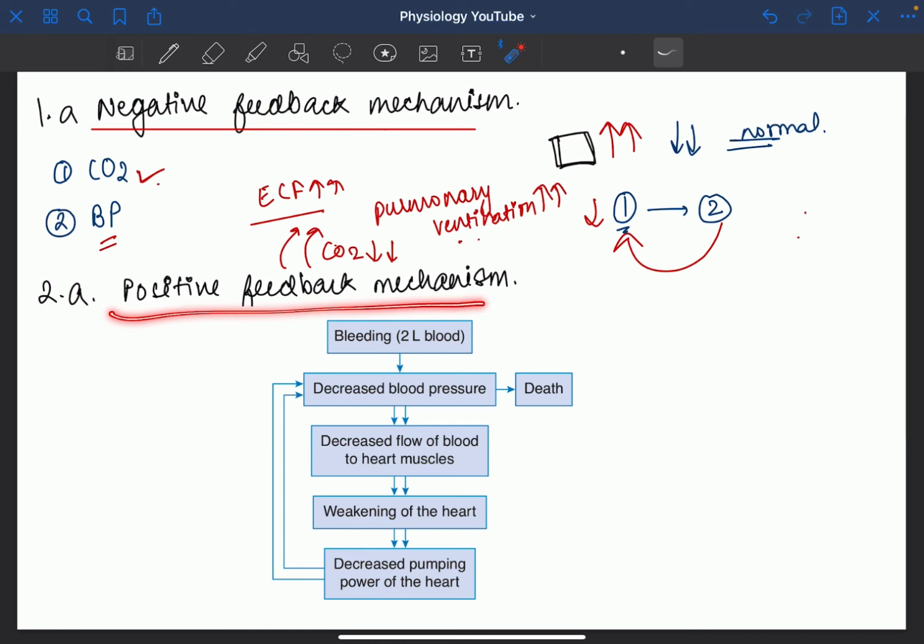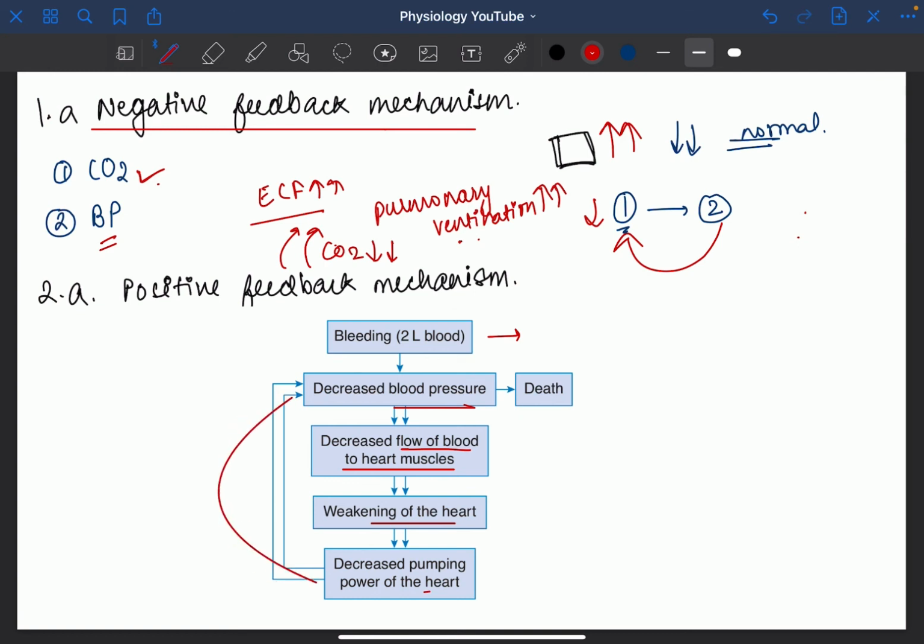Positive feedback mechanism is usually fatal. It comes into action in very few cases. If a person has lost 2 liters of blood, then the blood pressure will decrease. This decreased blood pressure will decrease the flow of blood to the heart muscles, weakening the heart. Then the pumping power of the heart will be decreased, which in turn will decrease the blood pressure. So if 1 has happened, it cascades another effect 2, which cascades another effect 3, and this 3 again increases the amount of 1. So this is usually fatal.